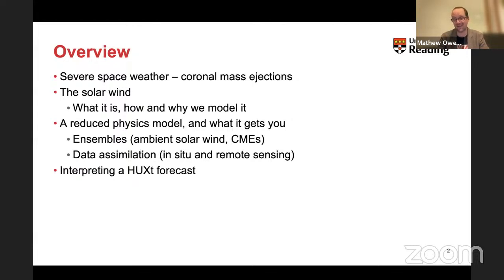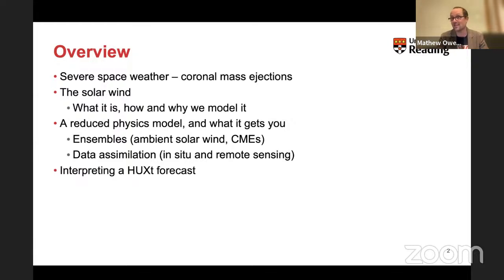So I'm going to sneak a little bit of physics in there about what the solar wind is, and how and why we model it. Then I'll strip all that physics back away and talk about HUXt, which is a reduced physics model, and I'll talk about why you would want to throw away useful knowledge, because it enables you to do things that you can't do otherwise. I'll show a couple of forecasts and talk you through how to interpret them. At the end, I'll talk about some things that are coming through the system at the moment, future developments, but I probably will have run out of time by that point, so I'll skim over those.